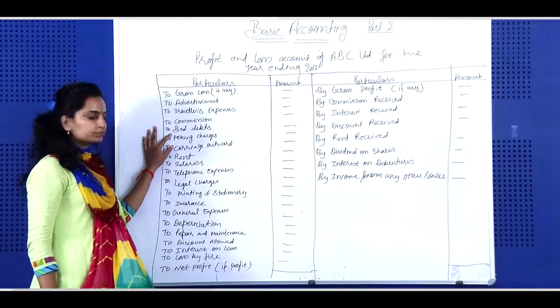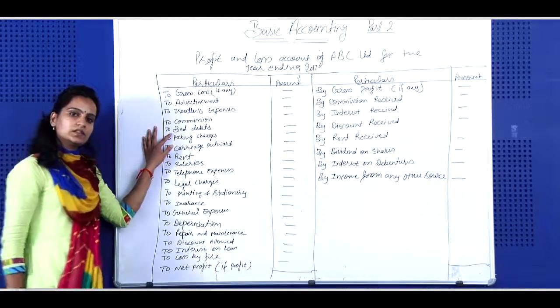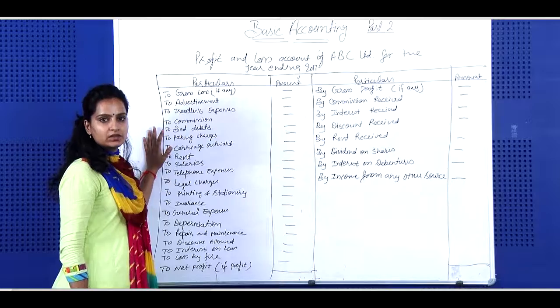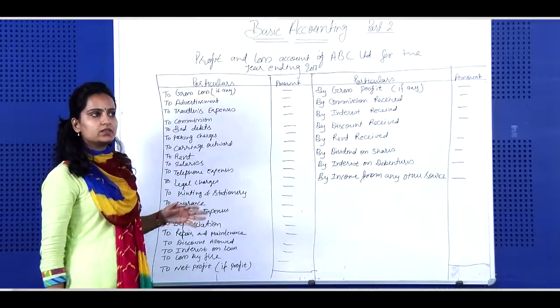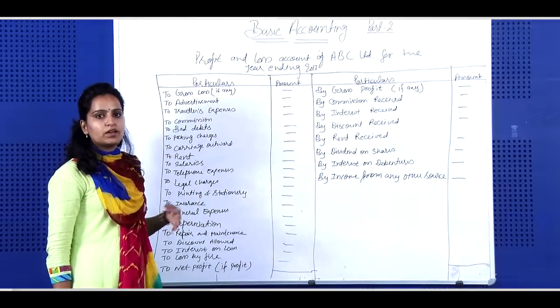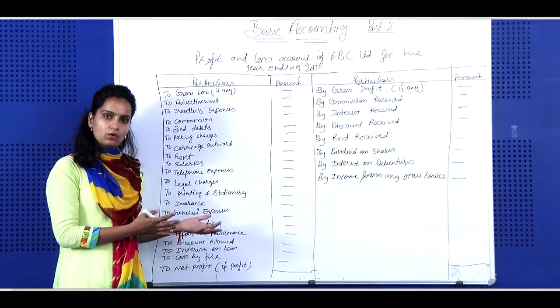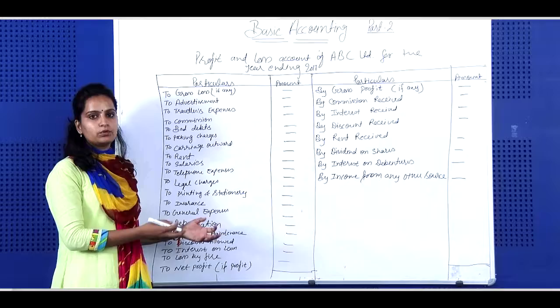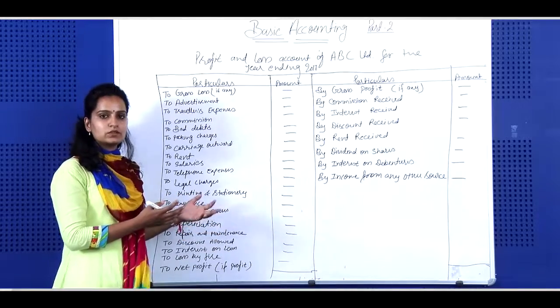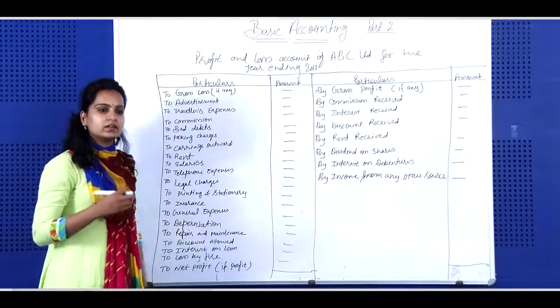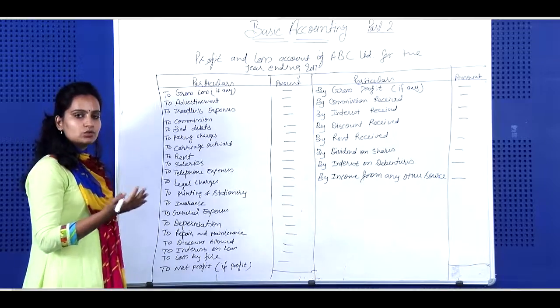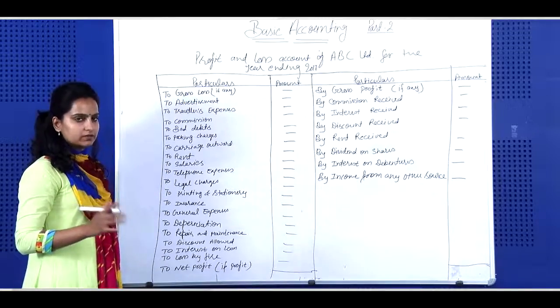Bad debts. The term bad debts is related directly to the debtors. Debtor means the parties to which we are selling our product on credit. That means we are giving our product to them now and they are paying for that product after 2 months, 3 months or 6 months. That means we are giving them credit. So these parties are called debtors.